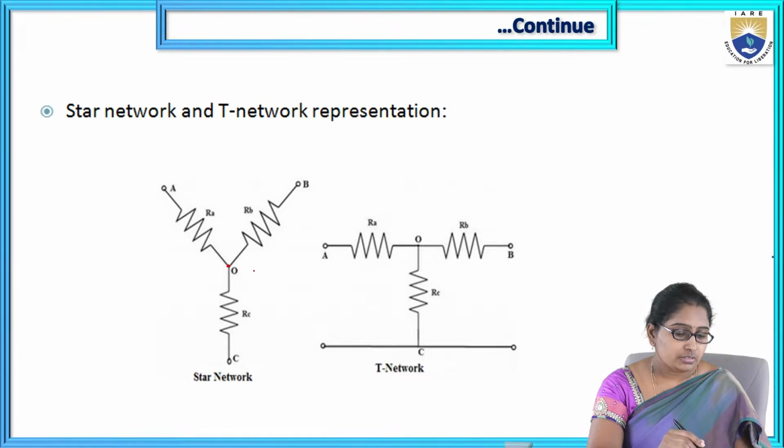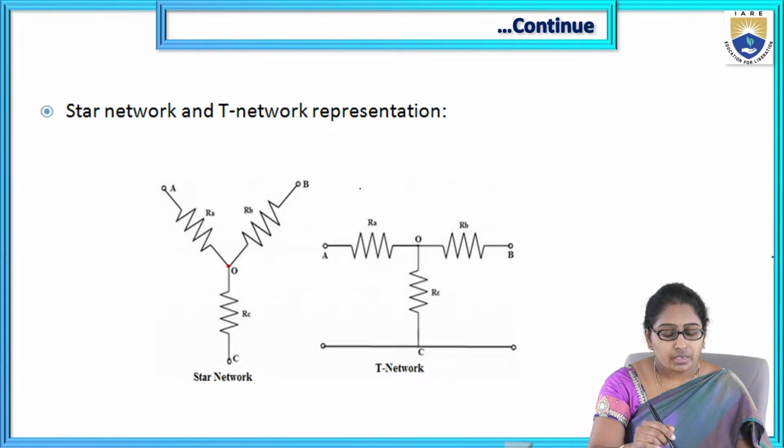Here the components are resistors: resistor RA, resistor RB, resistor RC. One end of these three resistors is connected to the common point O, and the other three ends are shown as terminal A, terminal B, terminal C. So this is a star network. As I mentioned, this star network can be redrawn as a T network, shown here on the right side.